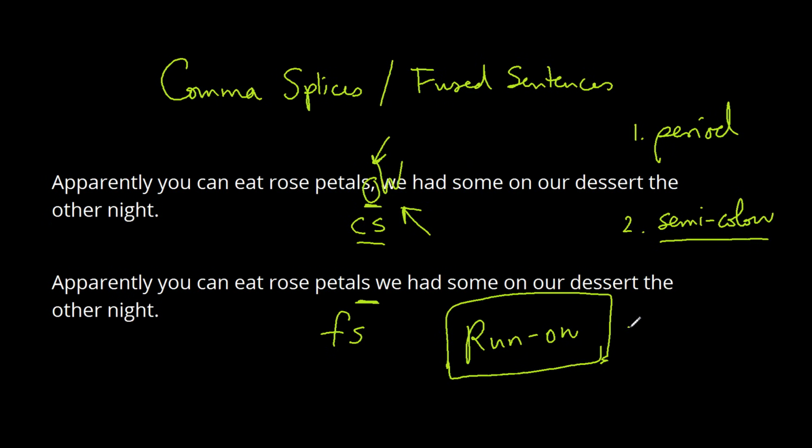So only do it if you're sure that the semicolon would be a good addition. And then the third way to change things and make it proper is to add a conjunction. So if you can find a suitable conjunction that works, then that's great. In this case, you could say, "Apparently you can eat rose petals, so we had some on our dessert the other night." And then so, if we stick "so" in here, "so" becomes the conjunction that ties these things together. So those are the three ways to fix comma splices and fused sentences.